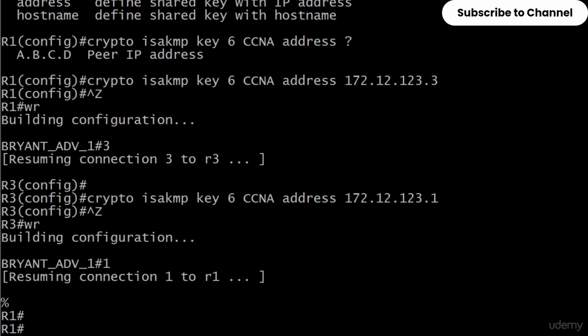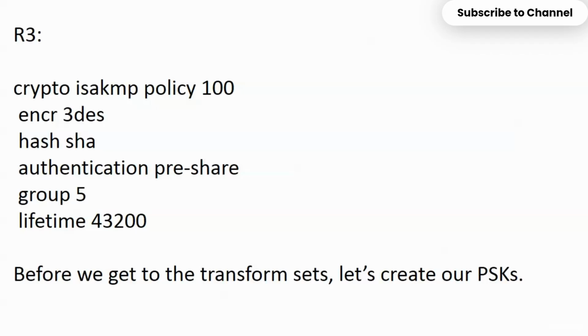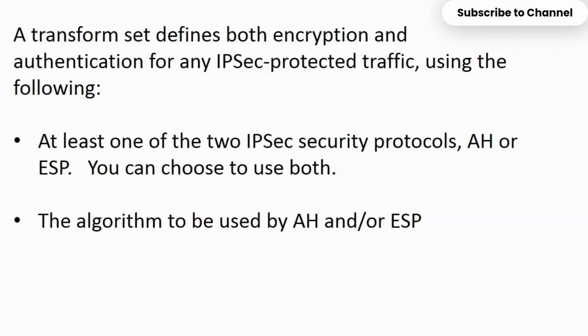Now let's take a look at these transform sets. First off, let's talk about what we're transforming here, what we've got, and then we'll configure them. Now, a transform set is kind of a merger. What you're doing is defining both encryption and authentication for IKE Phase 2. You're bringing them together because you're defining the encryption and authentication for any IPsec protected traffic using at least one of these 2 security protocols that we talked about earlier, AH or ESP.